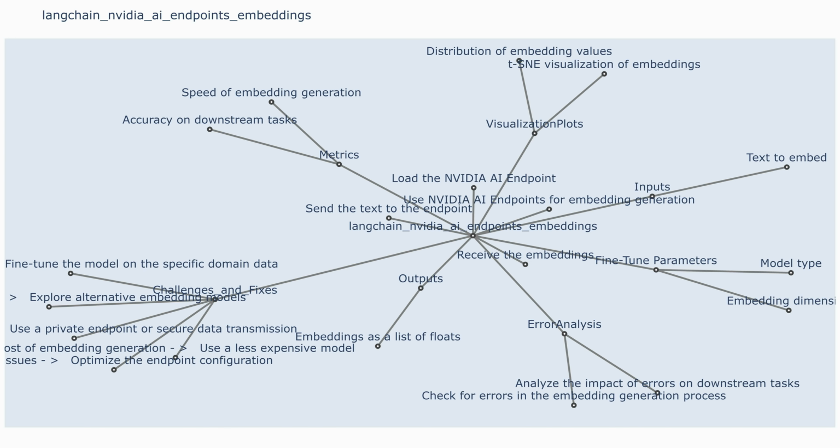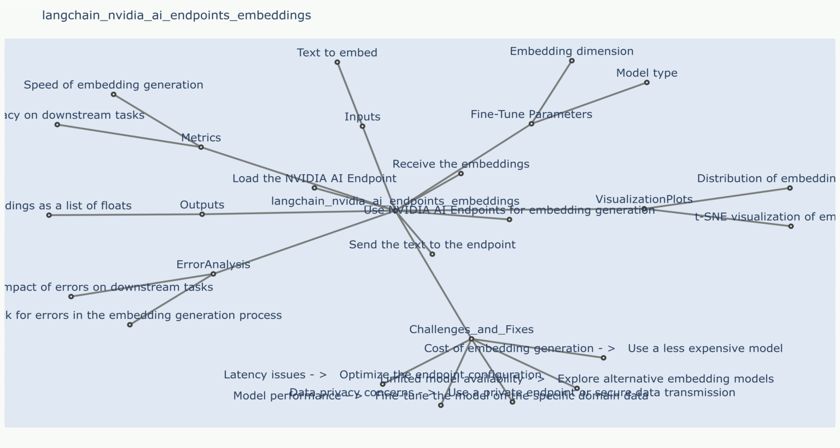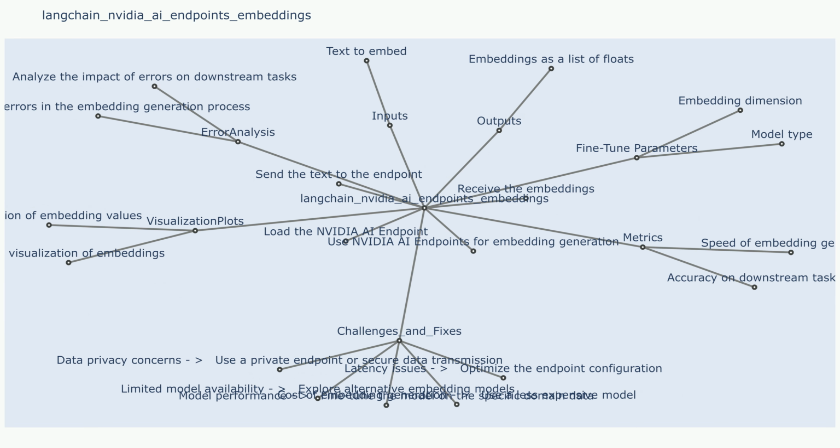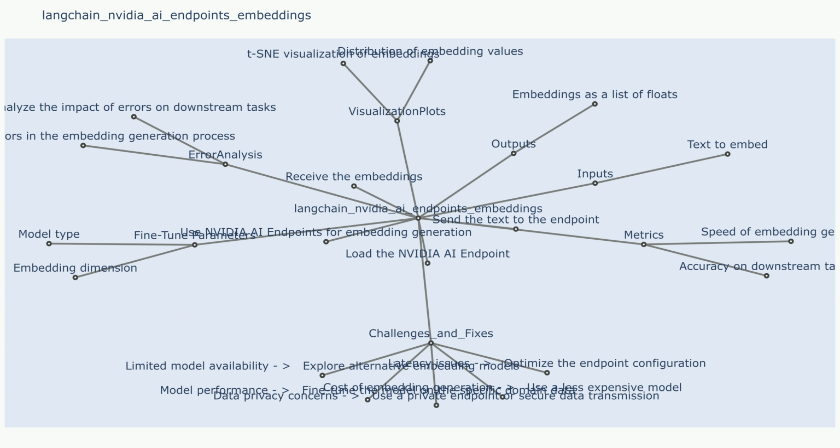NVIDIA AI endpoints embeddings. Description: the NVIDIA AI endpoints embeddings module provides a way to leverage NVIDIA AI endpoints for embedding generation. NVIDIA AI endpoints are a service that allows users to deploy and run custom models, including embedding models, in the cloud. By using this module, users can easily access and utilize these pre-trained or custom embedding models for various NLP tasks like semantic search, question answering, and text summarization.